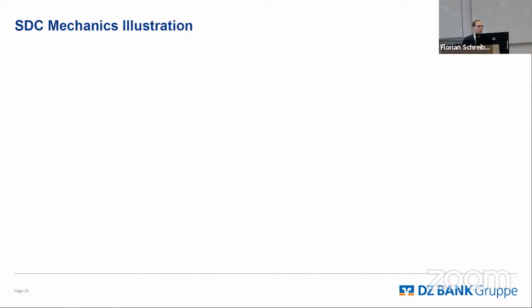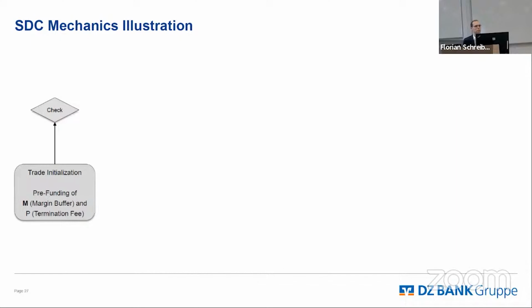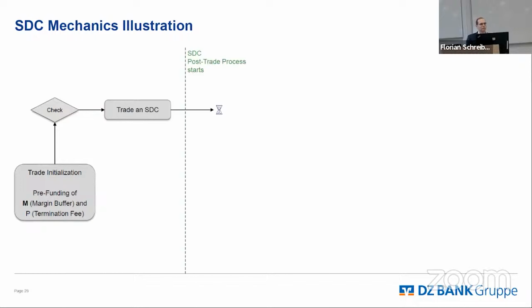So to show you the mechanics shortly, you see we have the trade initialization. Both counterparties need to pre-fund. This basically relates to the smart contract world where we pre-fund some amounts to a smart contract or digital escrow. This gets checked by the software. Both counterparties trade this derivative according to all the rules which apply. And then the digital post-trade process starts.